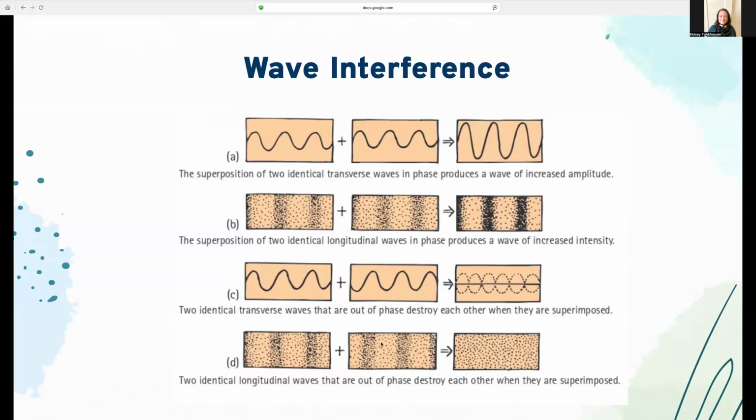And then we have two waves that are out of phase with each other. So we have peak and trough, trough and peak. When they meet, they cancel each other out, and we just end up with nothing. It just doesn't look like there was any wave there at all because they end up canceling each other out.